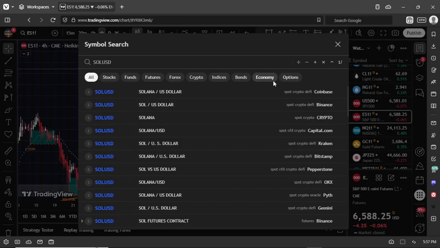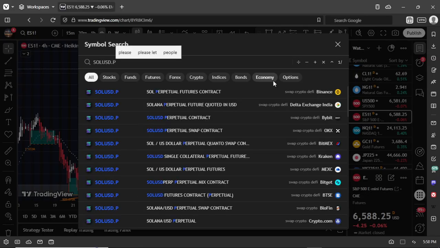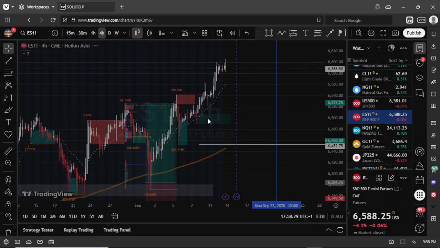So USD dot P, the perpetual contract, is just like the futures charts. The perpetual is similar to futures for Bitcoin and crypto, but for currencies and commodities, you need to go to the futures charts. That's where the real trading is happening. Anything that is not there is just a mirror. I'm using Bybit, so let's look at Bybit.